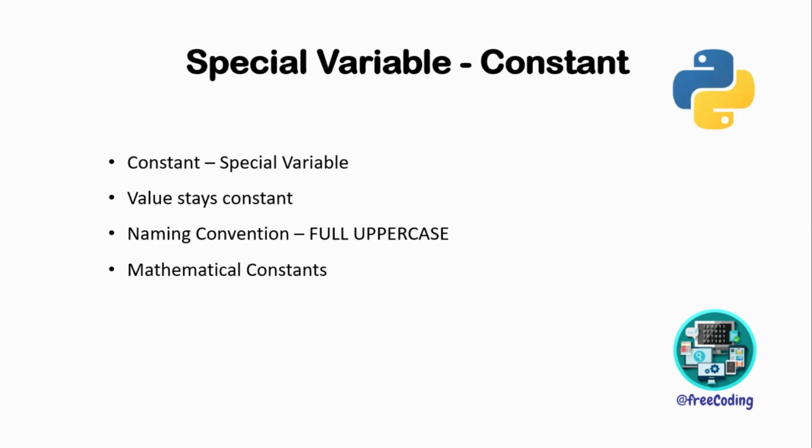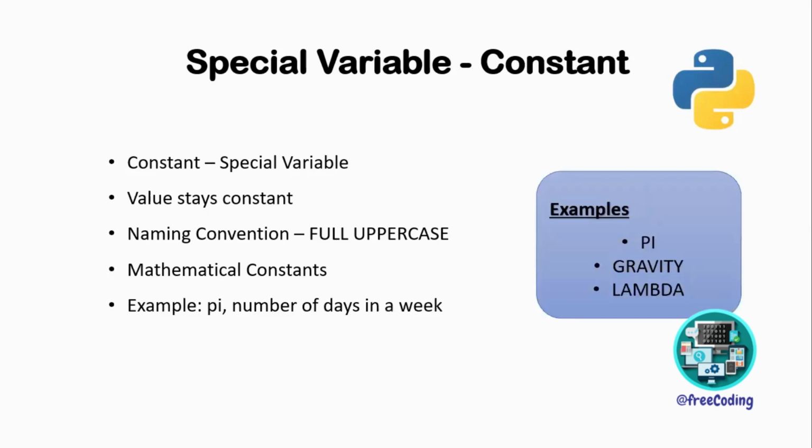So there are lots of mathematical constants, guys. You have pi, lambda, and many more constants that are never going to change. It's always constant. So it's for such values or such information. As I said, you have pi, number of days in a week, number of hours in a day, number of minutes in an hour. All these are constant, right? That wouldn't change. So that information could be stored under a constant by giving a full uppercase variable name. And there you go, that's how you name it. Pi, gravity, lambda.